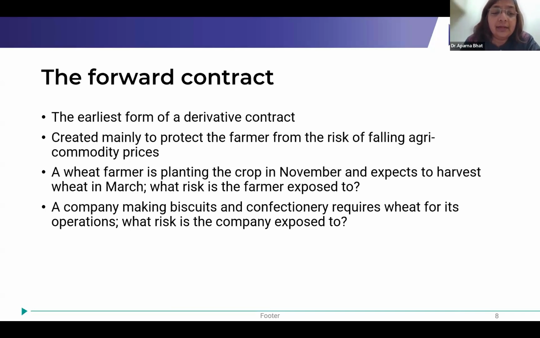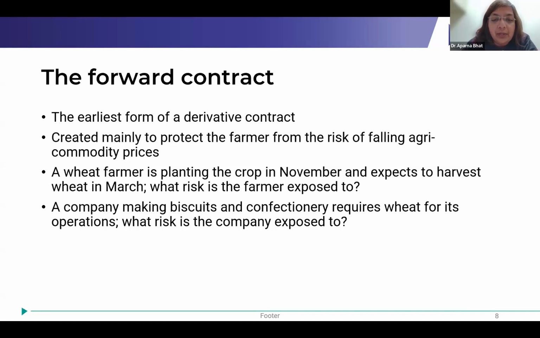And on the other hand, let's say there is a company like Britannia, which is making biscuits and confectionery, and for this company, wheat is a raw material. So it continuously requires wheat for its operations. What is the risk this company is exposed to? The company's risk is opposite of that of the farmer. The farmer is worried about wheat price going down, and this company is worried about an increase in the price of wheat, because for it wheat is a raw material. If wheat price goes up, the company's profit margins are going to be squeezed. So they have opposite risks.